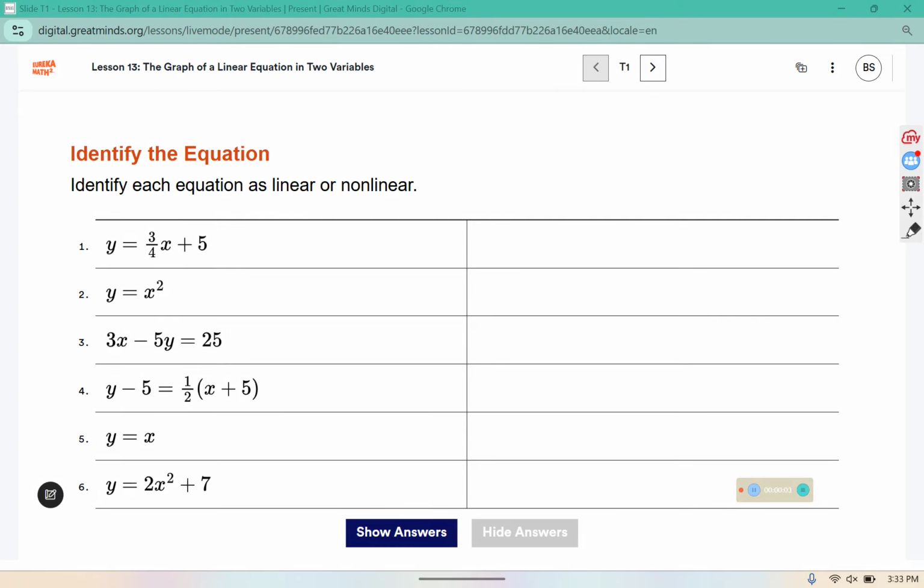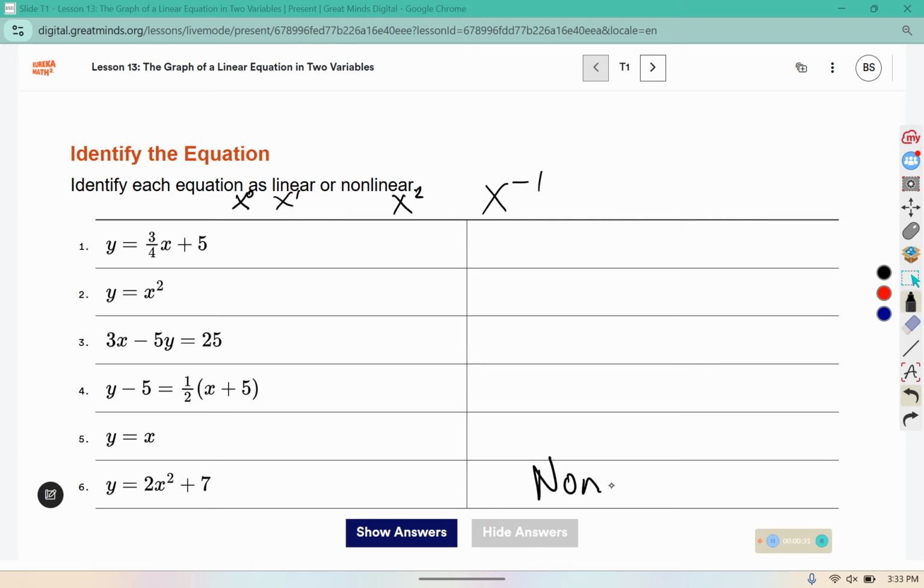Identify each equation as linear or nonlinear. In a linear equation, the variable has either an exponent of 0 or an exponent of 1, which shows up invisible in a lot of cases. Nonlinear could have an exponent other than 1 or negative exponents. So we're looking at these. Since this one has an x squared term, this one would be considered nonlinear.